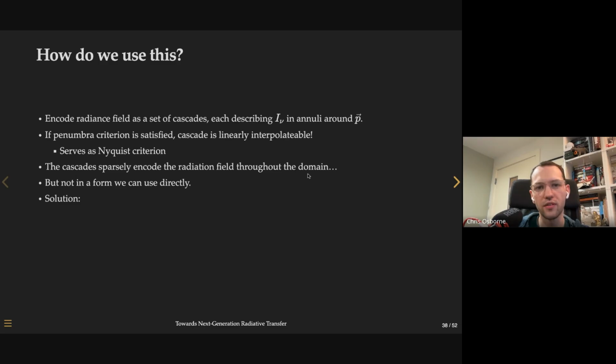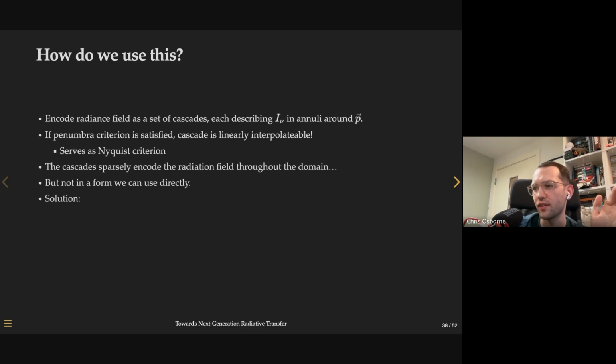So this set of cascades that we have fully sparsely encode the full quantity that we're interested in, which is both the angular variation of the intensity, but also its first moment J. By definition, if we've encoded the angular variation, then we have to have that first moment J. But by the nature of how we constructed this and the fact that penumbras vary approximately linearly across themselves, we effectively have also thrown a Nyquist criterion in. And so we end up with something that we can interpolate without aliasing.